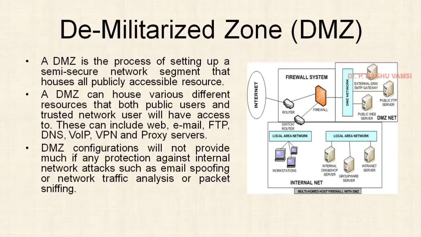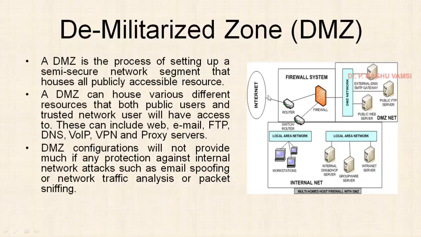So if you look at the diagram placed here, from the internet you will get a router. It is connected to a router. From the router, a firewall is set up, and from the firewall, switching and routing. And from the firewall, there is a demilitarized zone. The DMZ network will consist of the public resources, and this switch is configured with the local area network.